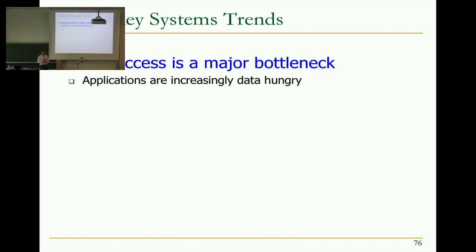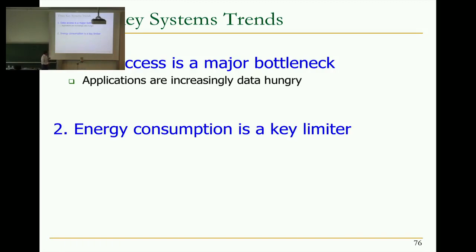There are three key system trends today in computing systems. One is data access is a huge bottleneck. Applications are becoming increasingly data hungry, and they're dominated by data movement, as we will see. Energy consumption is a key limiter.